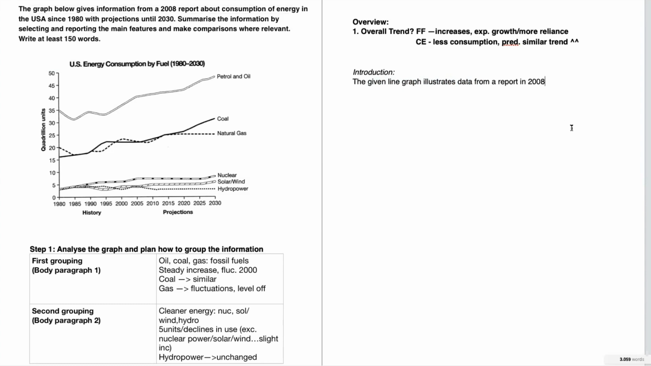I am going to say here, a report in 2008 regarding energy consumption in the USA since 1980 with predictions until 2030. Okay, and if we look at the last half of the sentence, I have regarding energy consumption instead of saying about consumption of energy. I've kept in the USA, obviously, since 1980 is fine. But instead of saying with projections until 2030, I've said with predictions until 2030.